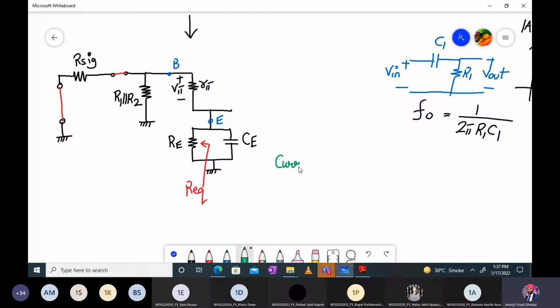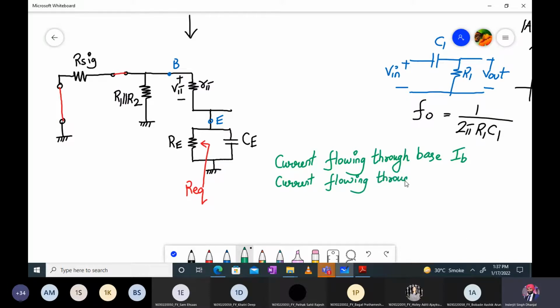So what is the current flowing through base denoted by? The current flowing through base is denoted by IB, correct? And the current flowing through emitter is denoted by IE, correct? So do you know the relation between IE and IB? Yes, you should know that, right? So what's the relation? We will write it down over here now very shortly.